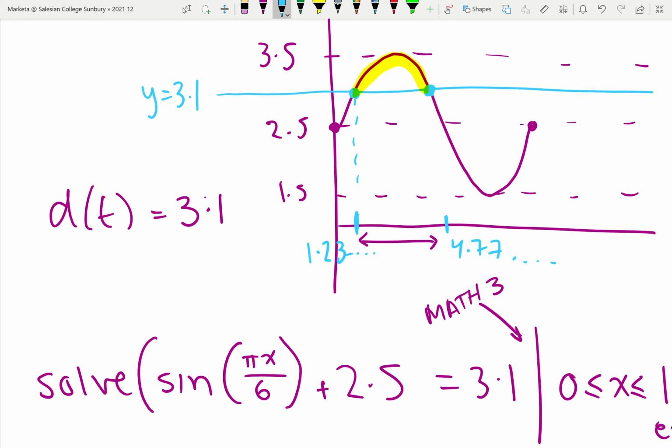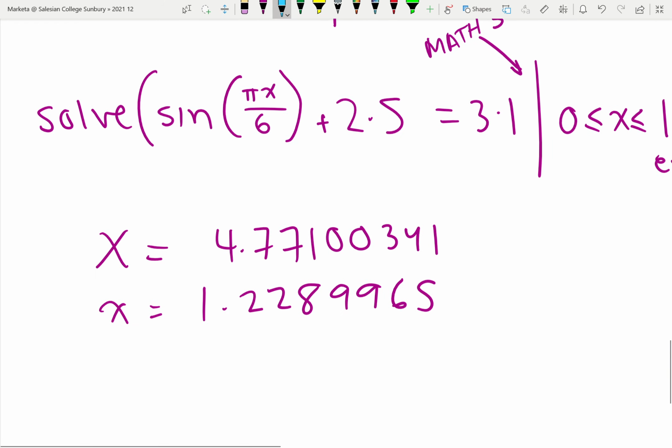That means that the x value here, or the time, is 1.23 hours after 6 a.m. That's where it starts to be 3.1 meters deep, and then it gets deeper and deeper, and then it goes to a turning point, shallower, shallower, shallower, and then when we get to 4.77 hours after 6 a.m., that's where it's too small. So then we're going to go past that, we're not where we want to be anymore. So we need to describe the amount of time that it takes to get from 1.23 to 4.77, and that's just a subtraction.